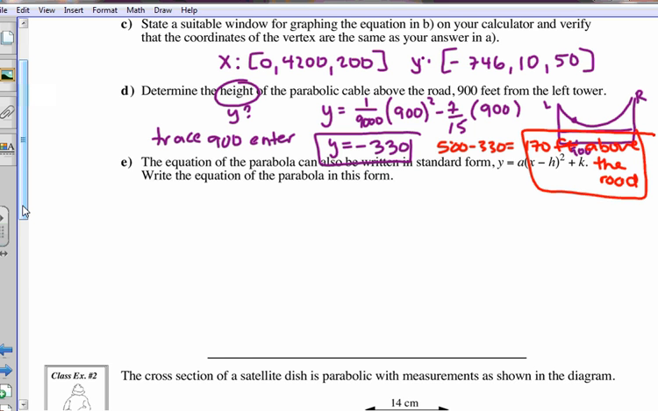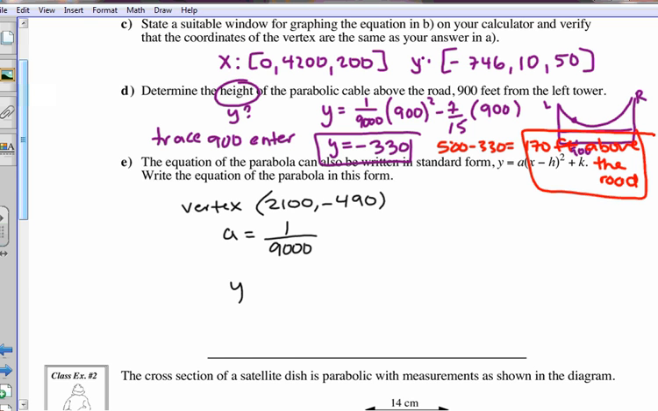Now it says determine the equation in standard form. In this form, you need to know your vertex and your A value. Do we know our vertex? Yeah, what is it? 2100 and negative 490. Do we know our A value? Jesse, what is it? 1 over 9,000. So we can go ahead and put it in standard form.